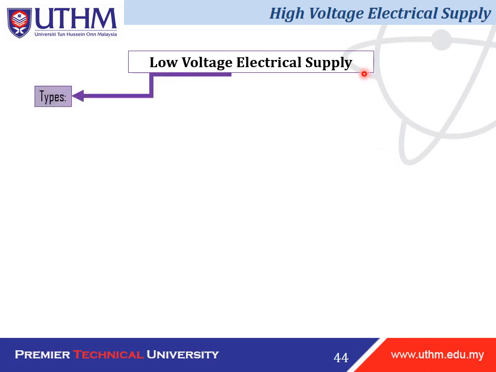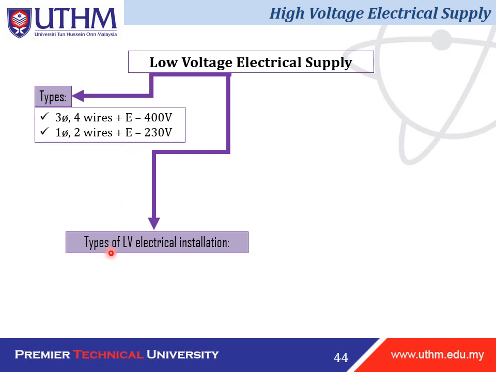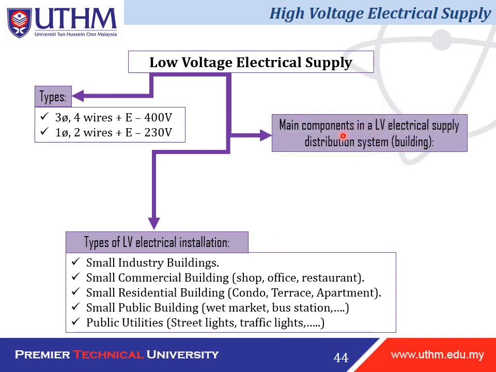Okay, now we go to the low voltage electrical supply. So what are the types of low voltage electrical supply? It can be two types, which is 3-phase 4 wires, representing 400 volt. Meanwhile, we have 1-phase 2 wires representing 230 volt. Types of low voltage electrical installation can be for small industry building, small commercial building such as shop, office, restaurant, small building, residential building like condo, terrace, apartment, and then small public building like wet market, bus station, and also for public utilities such as street light, traffic light, etc.